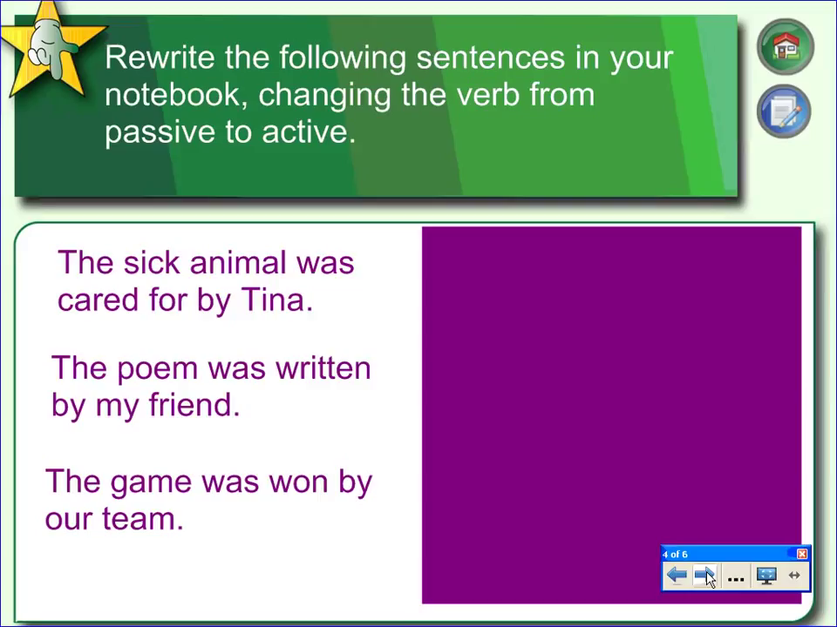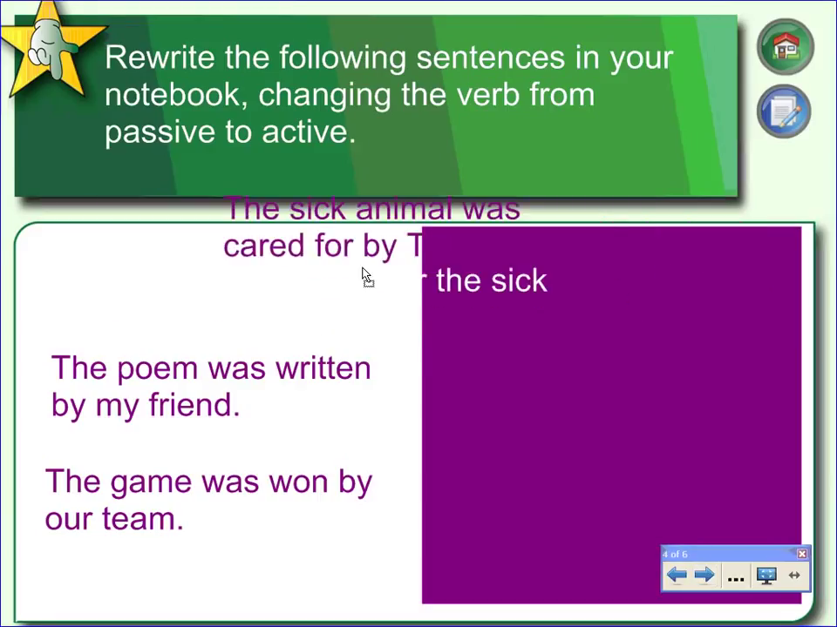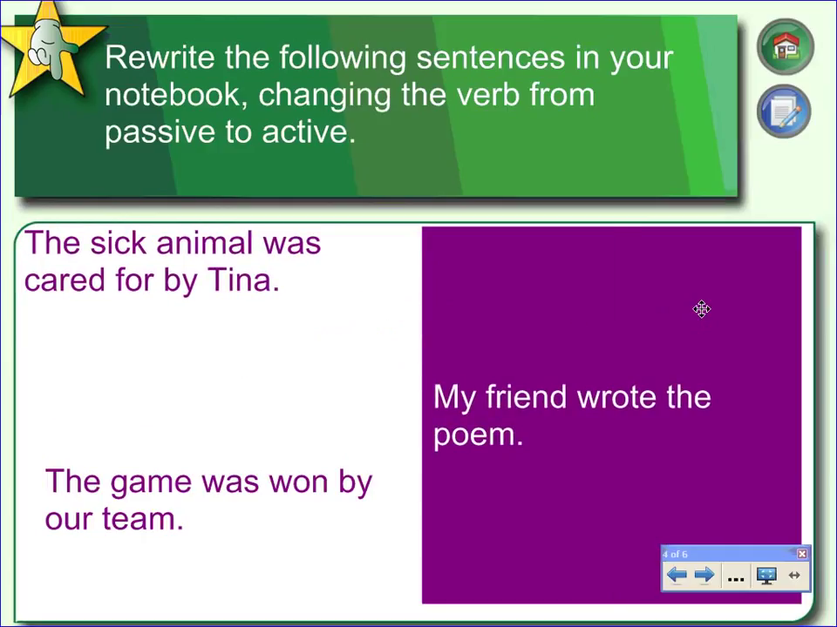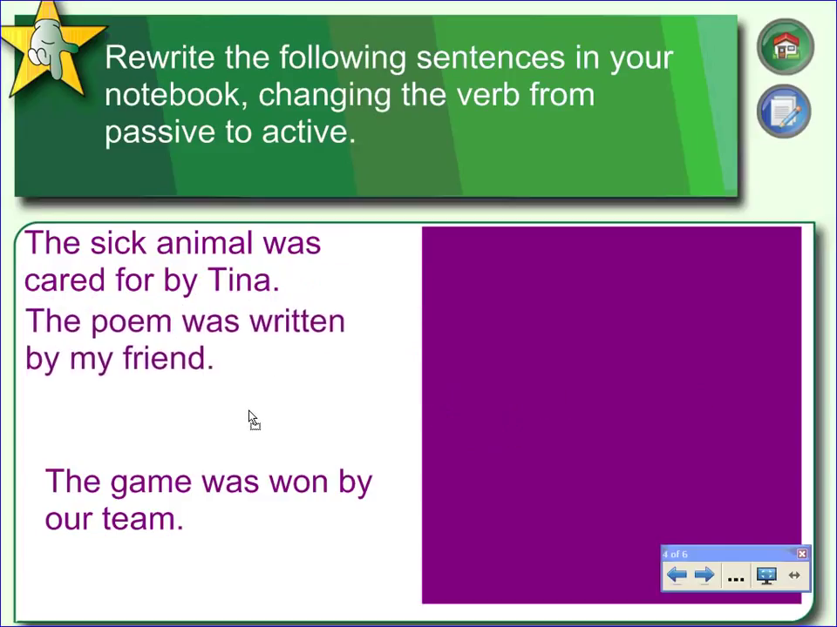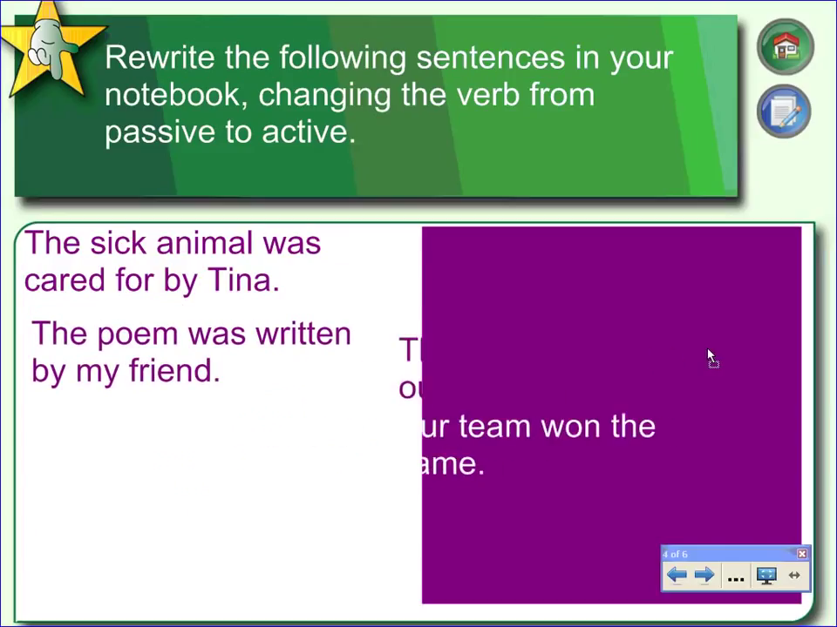Okay, so now let's look at the answers so that you've had a chance to pause and rewrite them. The first one, the sick animal was cared for by Tina. Let's flip that around and instead say, Tina cared for the sick animal. In the second sentence, the poem was written by my friend. We could rewrite that to say, my friend wrote the poem. And then the final sentence, the game was won by our team, could be our team won the game.